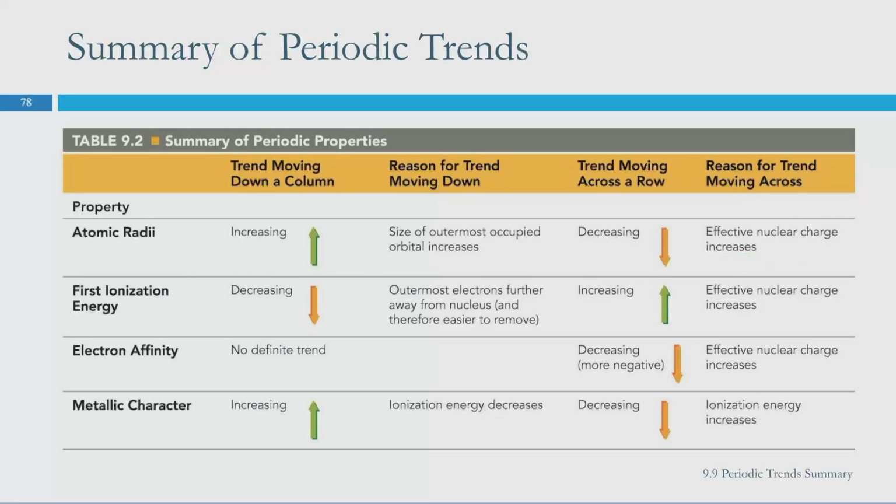effective nuclear charge without adding on another layer. For metallic character, it decreases because the ionization energy increases. So this might be a helpful thing to reference from your book, if you have the book, or you can just steal it from the slides. I don't care. Questions about any of the trends stuff?